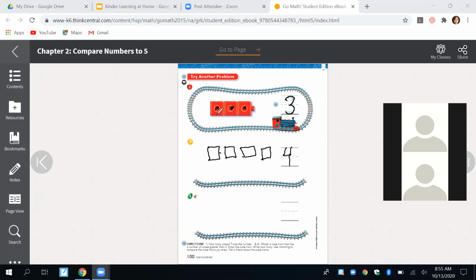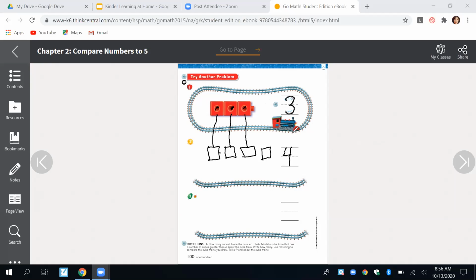So I'm going to make pairs. I'm going to pair them. I'll match this, I'll match this, and I'll match this. So what? You were right, Calvin. Because the 4 cube doesn't have a pair. So you are right. Number 4 is greater. Good job.